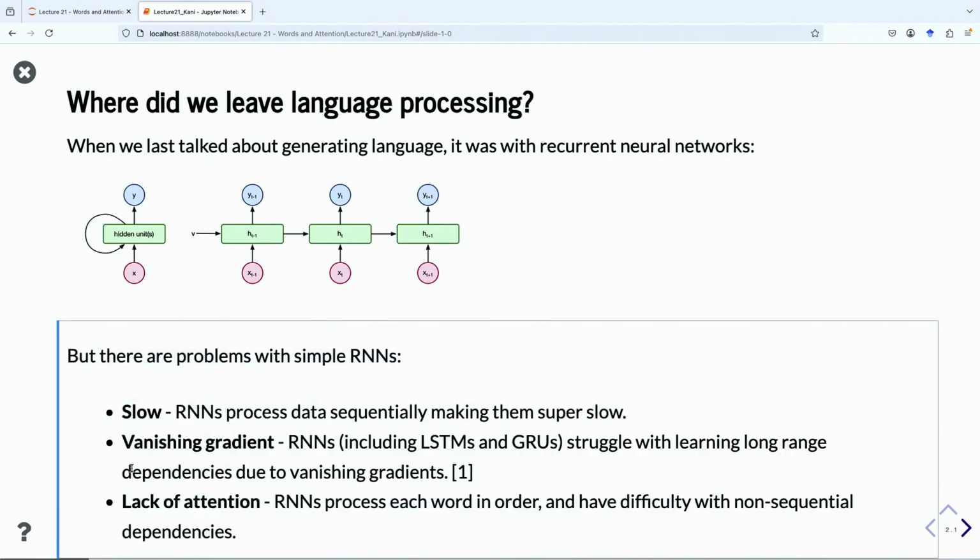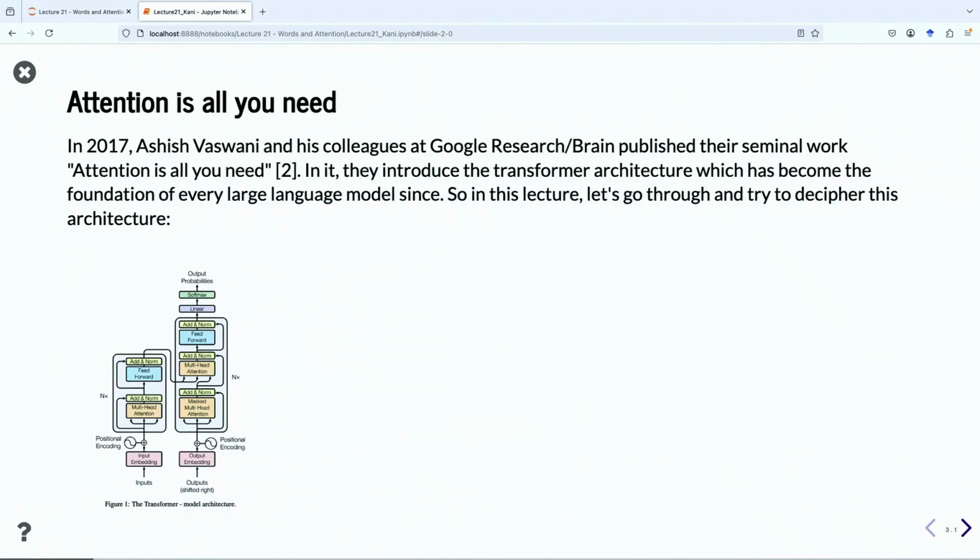Okay, so it's a good model. No disrespect to RNNs. We shouldn't ever disrespect the foundational technologies that brought us where we are. But there is room for improvement over RNNs, right? And specifically, the last issue, the lack of attention, is the room for improvement.